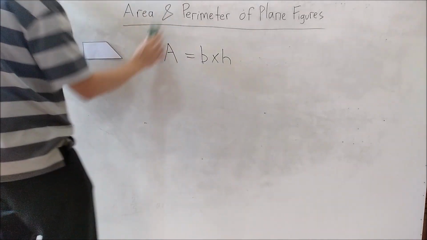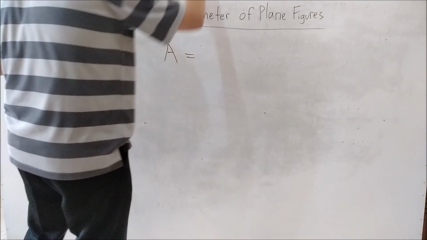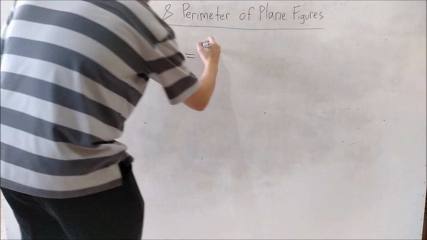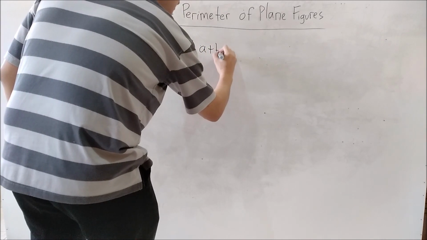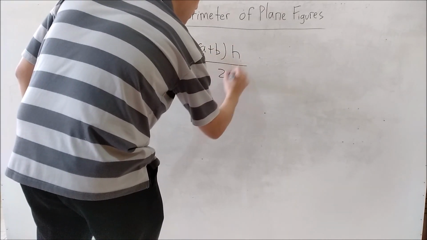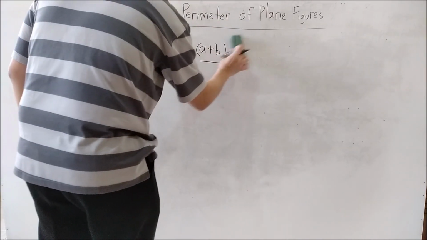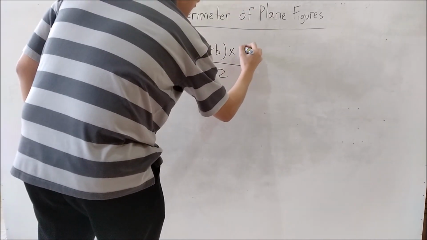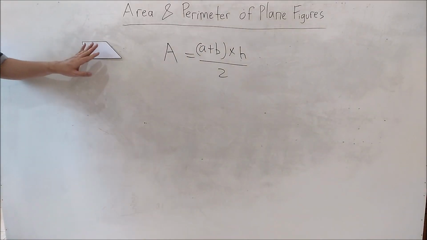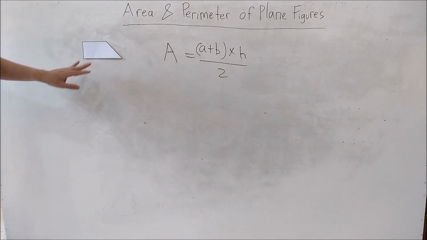For trapezium, it is quite tricky. The area of a trapezium is a plus b times height divided by 2. I'm sorry, I should write times height divided by 2. Right? That is the area of a trapezium. How can we get that?